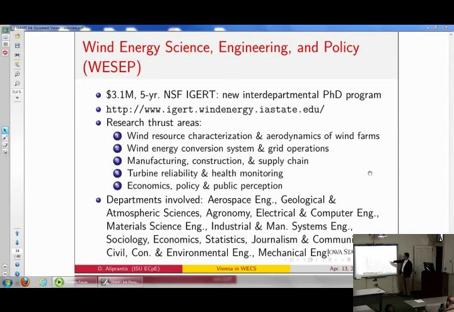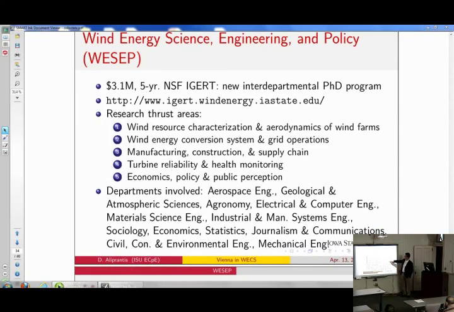And we have 5 thrust areas, 5 research thrusts. We have aerodynamics and wind resource. We have wind energy conversion system and grid operations, which is where I mostly belong. We have manufacturing, construction, and supply chain people, turbine reliability and health monitoring, and also we have economics, policy, and public perception, because we think this is an important piece of the puzzle for wind energy, how to get acceptance from the public and so on.